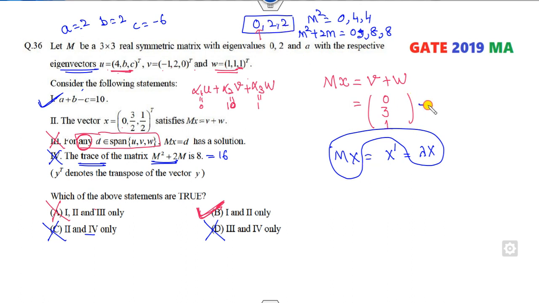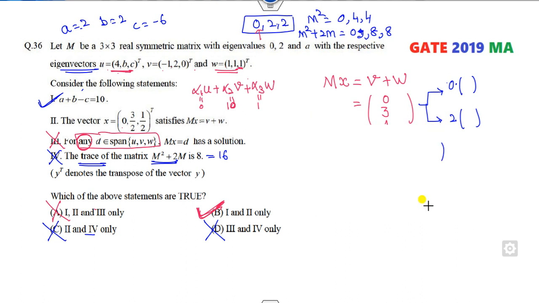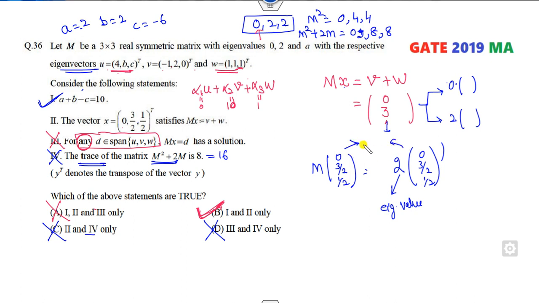So it means I can write it either in terms of 0 into x, or I can write it in terms of 2 into x. Then only I can say it has a solution. Now you can see about that. x is my 0, 3 by 2, 1 by 2. Can I write this in terms of here? 0 I can never write because it's 0, 3, 1. So if I take 2 as common and this is my eigenvalue, it means this has a solution. This is the eigenvector, so it has a solution.